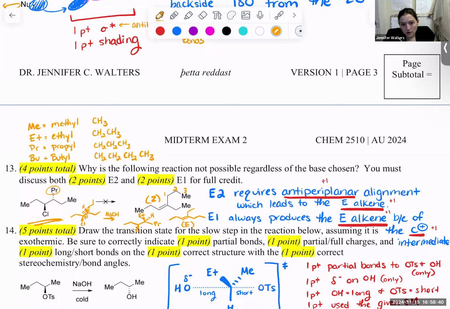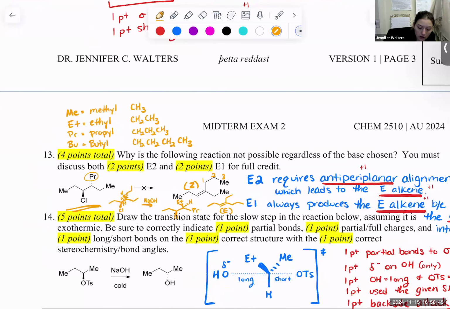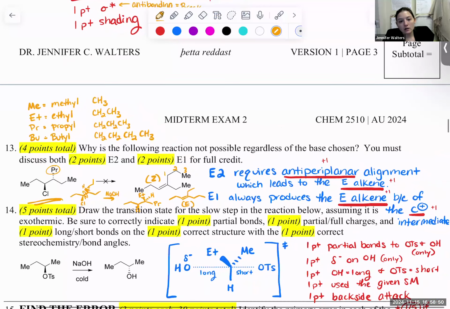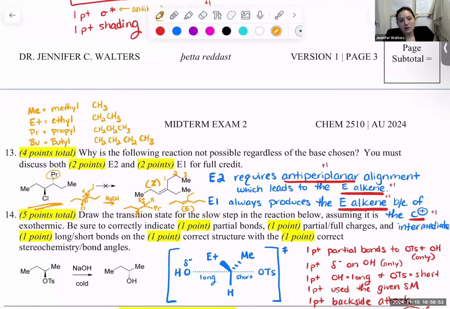In E1, I also know that it is not going to work because with E1, you are always going to make your large groups as far apart as possible. So E1 is always going to lead to the E alkene because of that carbocation intermediate, because you go through the carbocation that is going to get your large groups as far apart as possible. That's what makes the E alkene. So I was looking for you to identify that you needed your big groups as far apart as possible, which is not what's happening in the product that's given. So that's why it's not possible regardless of the base that you choose. Any questions about 13?